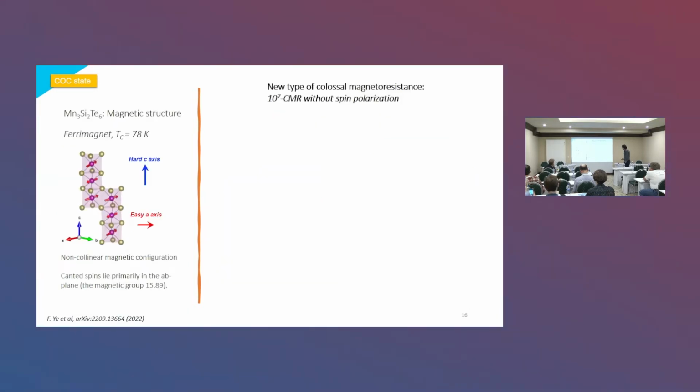So first of all, this is the structure. TC is here. If we say easy axis, that means it's along the A axis. The hard axis is the C axis. Through our recent neutron data, we know there's a non-collinear magnetic configuration here, and it's canted. We'll talk about this.